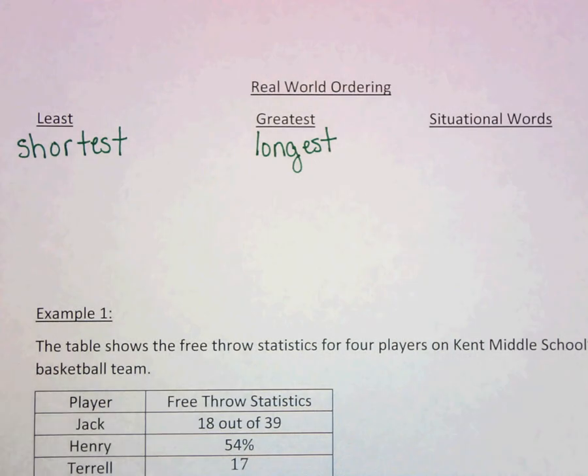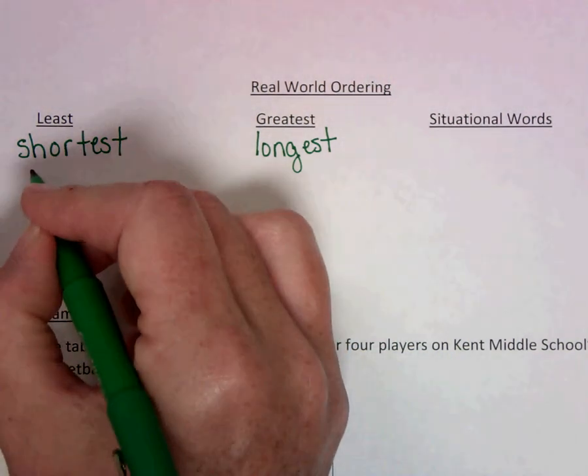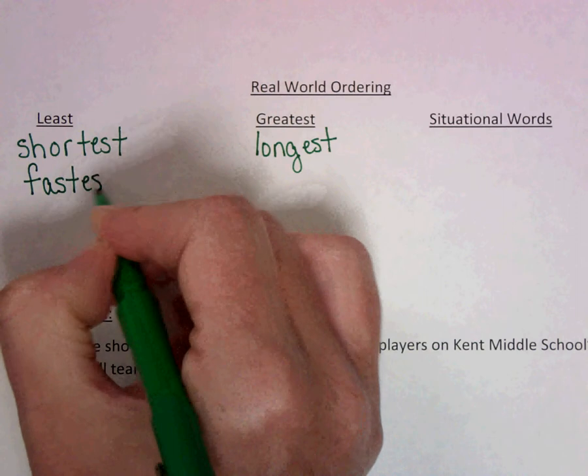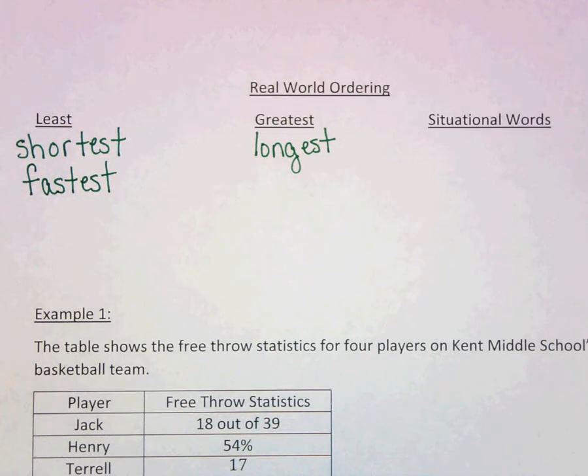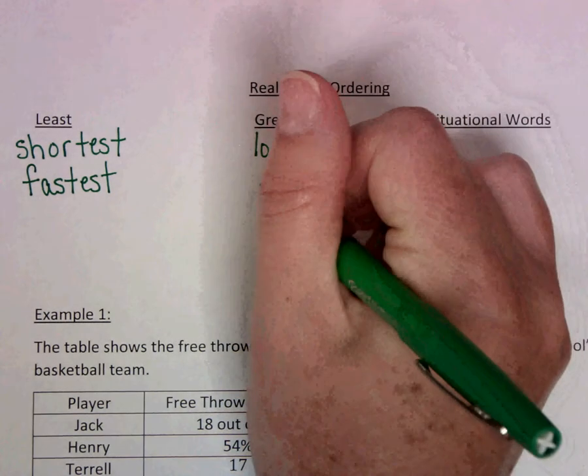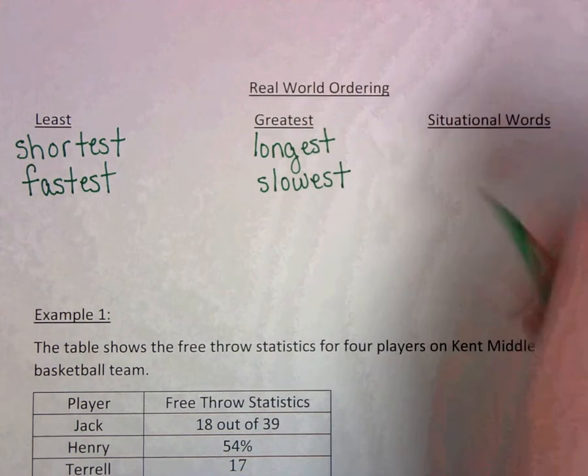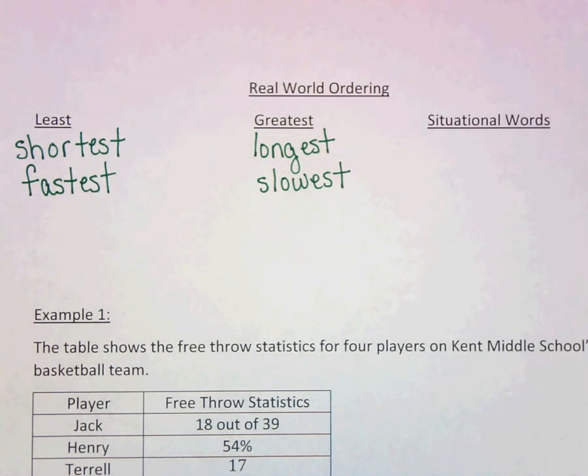Another word, if we're running a race, what would least be? Would it be the fastest or the slowest? That's a little tricky, and we've actually seen these words before on a test question. So when we're running, the smallest number is actually the fastest. Sometimes I think that's a little confusing. And the greatest number would be whoever had the larger number, the slowest. So in this case, having a big number isn't a good thing, right? You're not going to win the race if you have the biggest number.